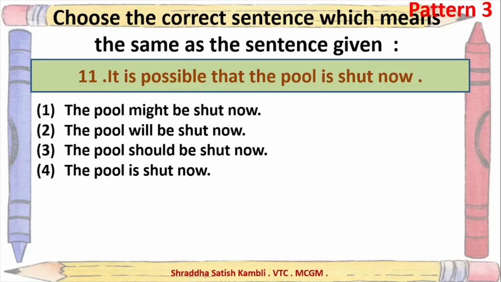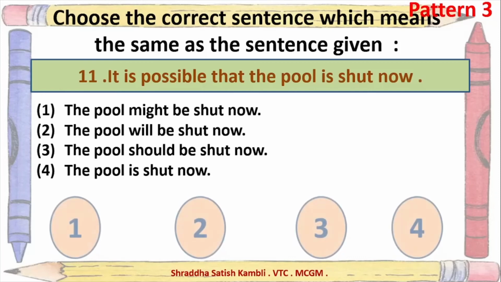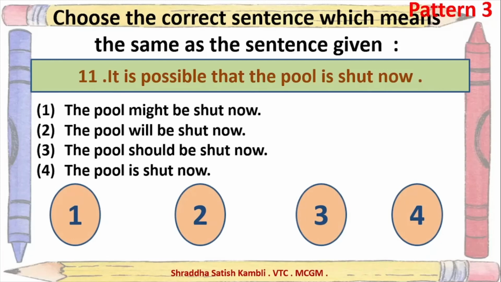The pool might be shut now. The pool will be shut now. The pool should be shut now. Or the pool is shut now. So it is, yes, the first one, might. Because when we are talking about possibility, might is a word which comes to your head first. So the pool might be shut now is a replacement for the sentence. It is possible that the pool is shut now.